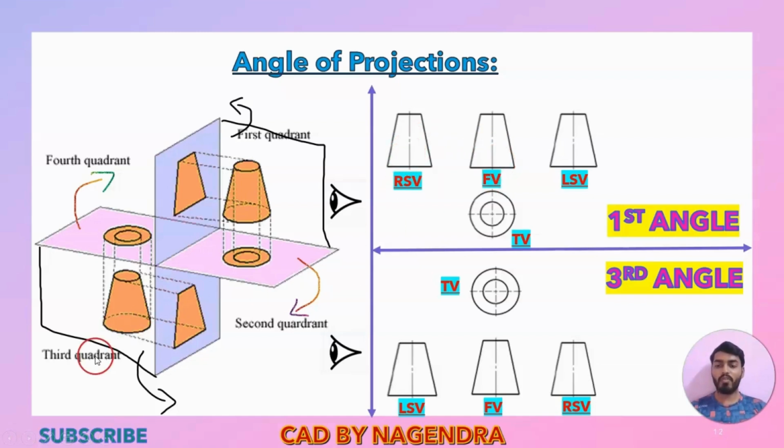Whereas in third angle of projection, the plane of projection will be placed between the object and the observer. So here on top we will get the top view, under that we will get the front view. Right side view will be on the right side of the projection, left side view will be on the left side of the front view. So these are the differences between first angle and third angle.